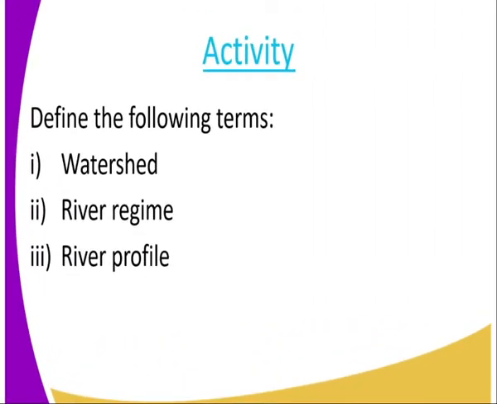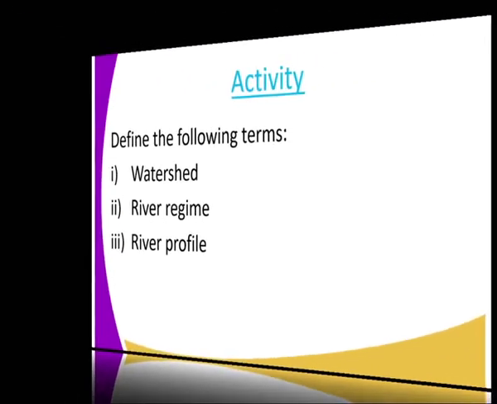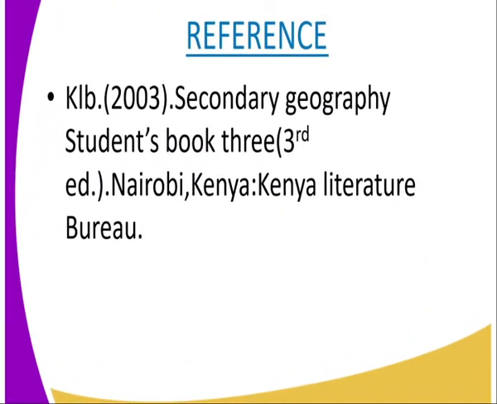Having done that today, I want to read the assignment, the activity. Define the following terms: the watershed, the river regime, and the river profile. For more information, you can visit the KLB 2003 Secondary Geography Student Book 3, third edition.